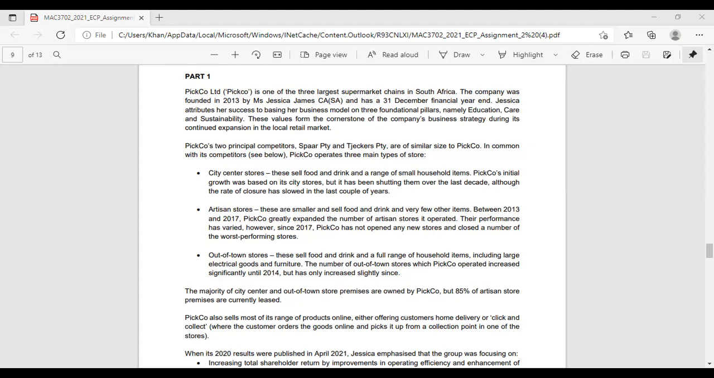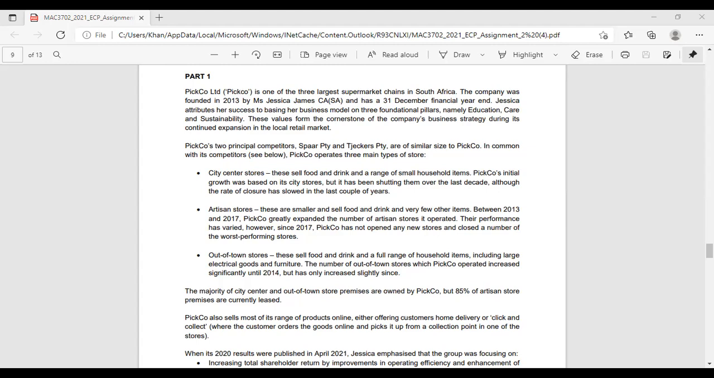They say Pico is one of the 3 largest supermarket chains in South Africa. The company was founded in 2013 by Ms. Jessica James, CA(SA), and has a 31 December financial year end. Jessica attributes her success to basing her business model on 3 foundational pillars, namely education, care, and sustainability. These values form the cornerstone of the company's business strategy during its continued expansion in the local retail market.